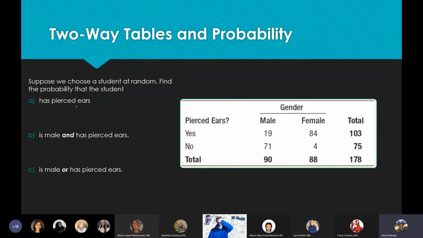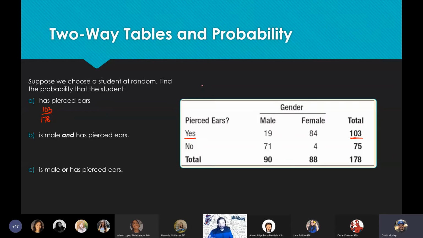Right, so the first one, looking at a student has pierced ears. So we're looking at our yes category, right? We're not considering male or female, so we're just looking at what's the probability, what's the proportion essentially that a student has pierced ears. That is a total of 103. So the probability we have is 103 out of 178.